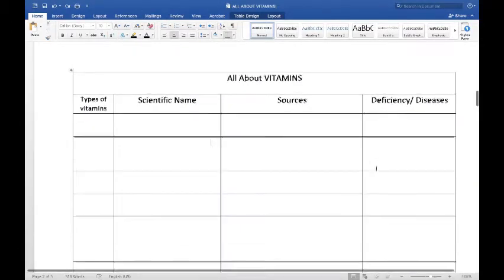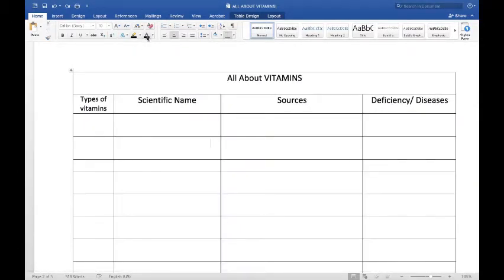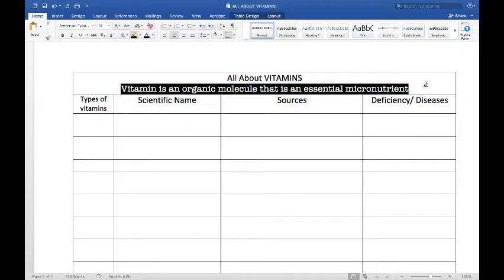This is the table we will be working with. So all about vitamins. Before we get on with types of vitamins, I think it's necessary that we know what a vitamin is. A vitamin is an organic molecule that is an essential micronutrient. Now, this is a very basic definition, but it will help you in the understanding of vitamins. So let's start off with the first vitamin. And the first vitamin is vitamin A.